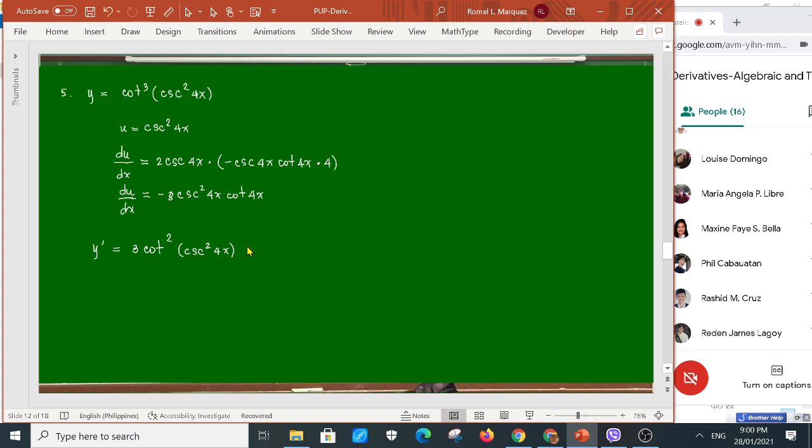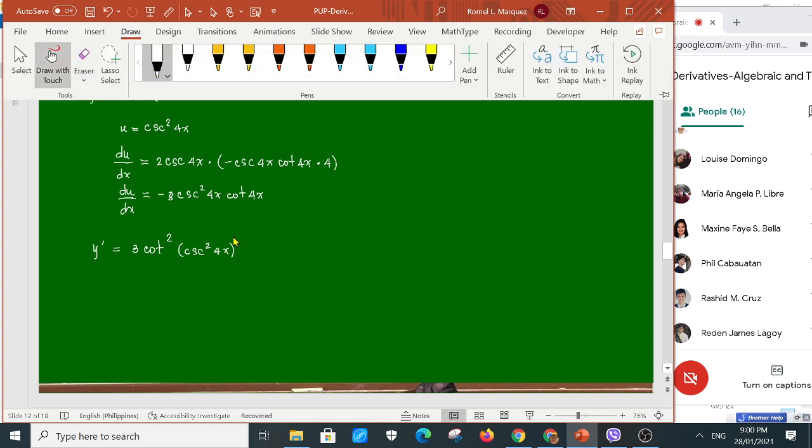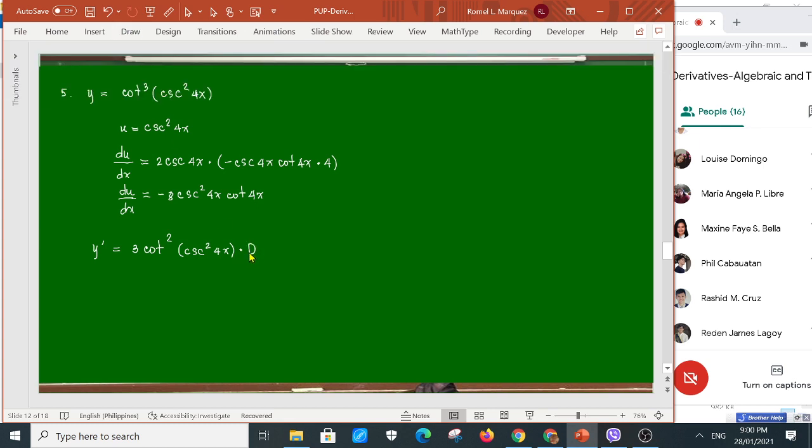There's still something missing. Derivative of, children? Rashid, derivative of the base first. What is my base? Relative to the cotangent. Cotangent cubed. Cotangent of cosecant squared 4x. Okay?